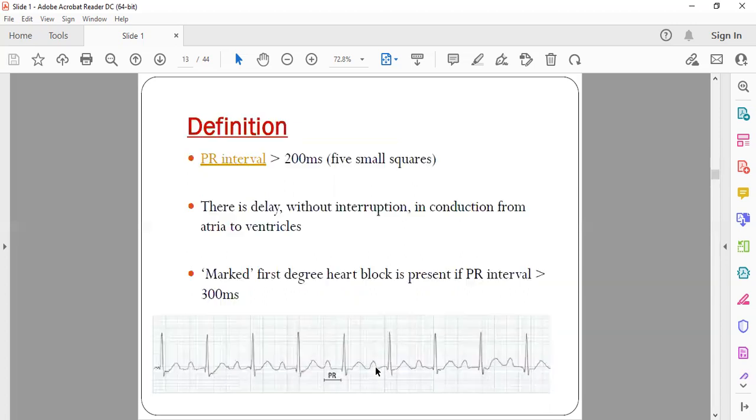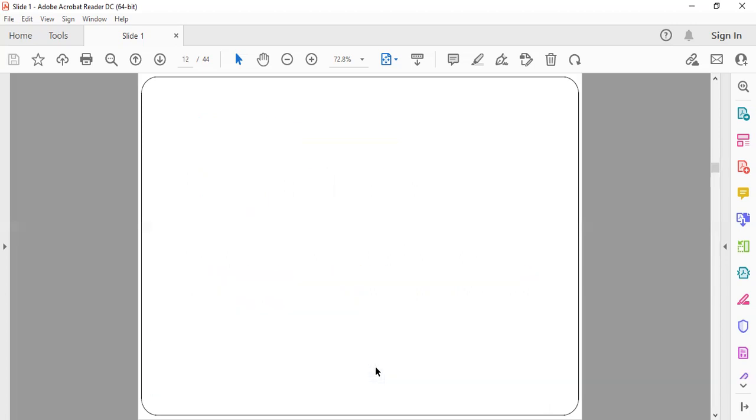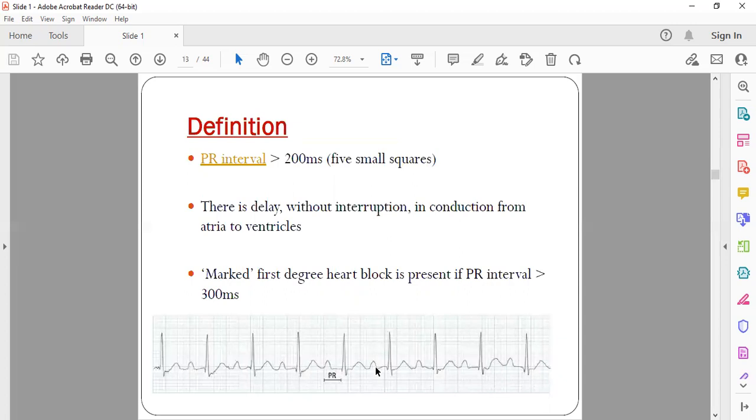So now we are talking about the first degree heart block, that is grade 1. As I've already said, here we are talking about the AV blocks, basically involving the AV node or bundle of His. We're not talking about the sinus node defects here. The normal PR interval is 120 to 200 milliseconds. If your PR interval gets prolonged, that means PR interval more than 200 milliseconds or more than 5 small squares, then it is called first degree heart block.